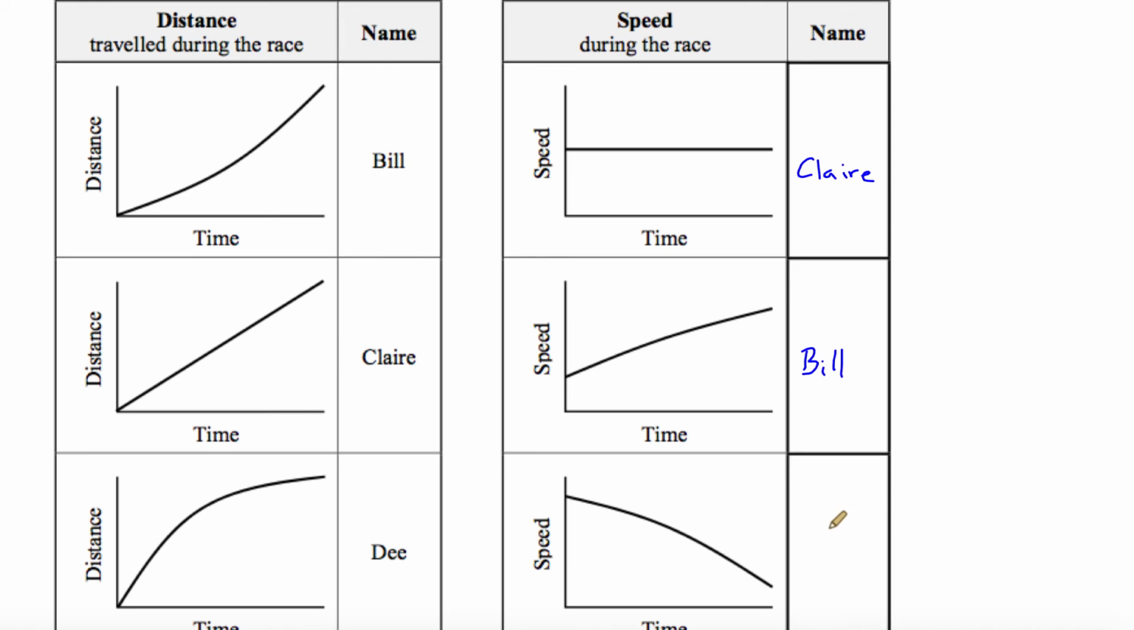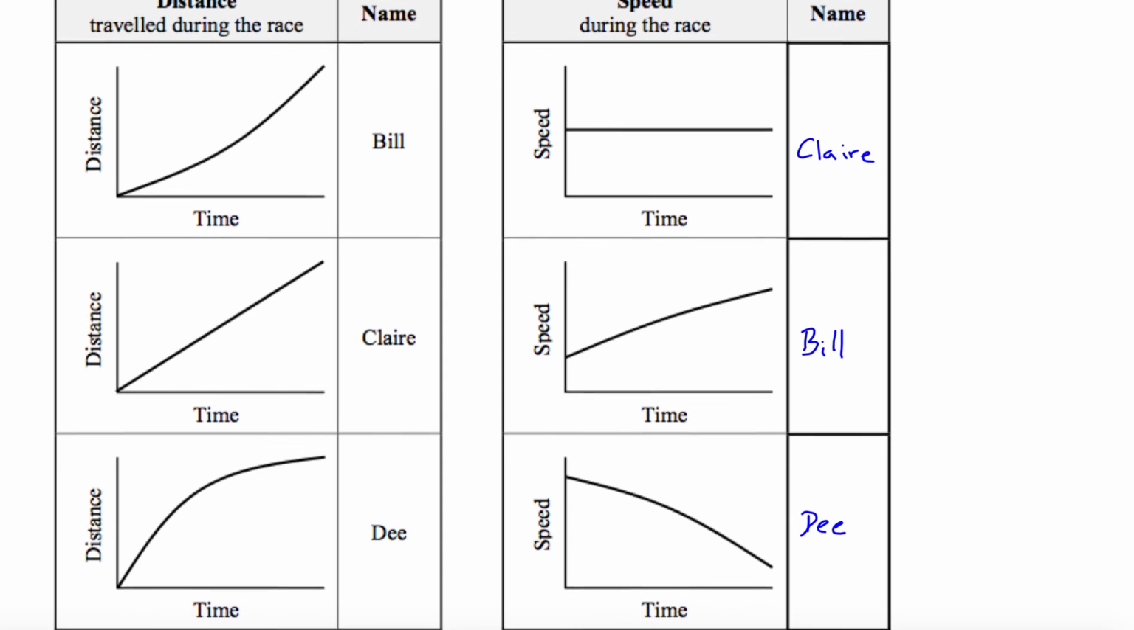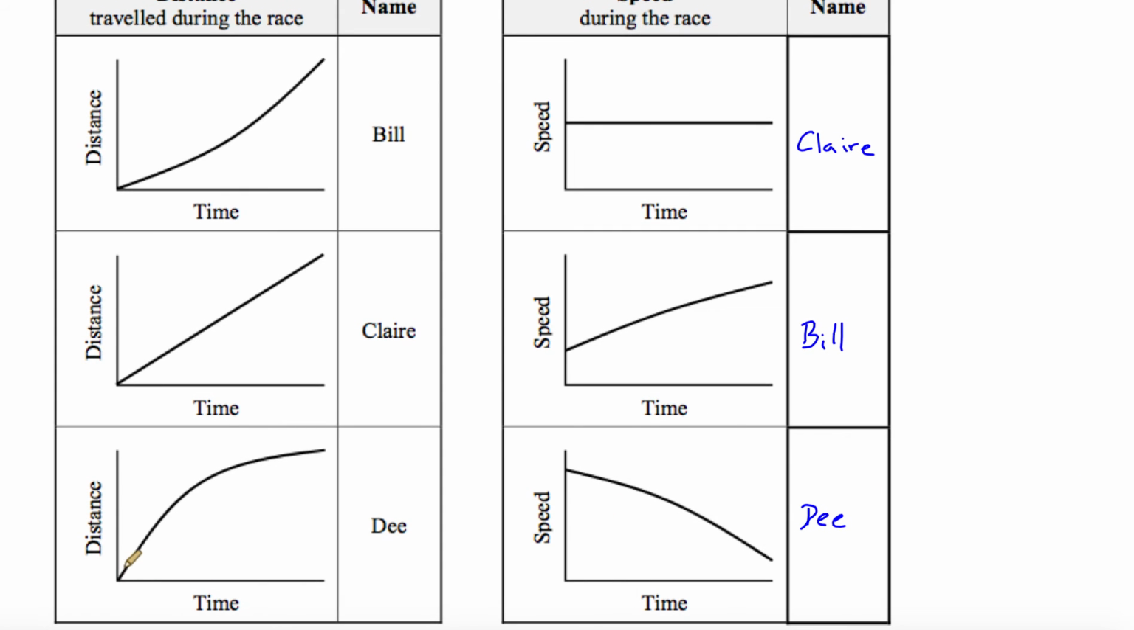And that leaves Dee's graph to be down the bottom. And we can see for Dee, just to confirm, as time goes by, her distance begins to become less and less, the distance that she's covering, which means that she's slowing down. So her speed is decreasing, which is this graph here.